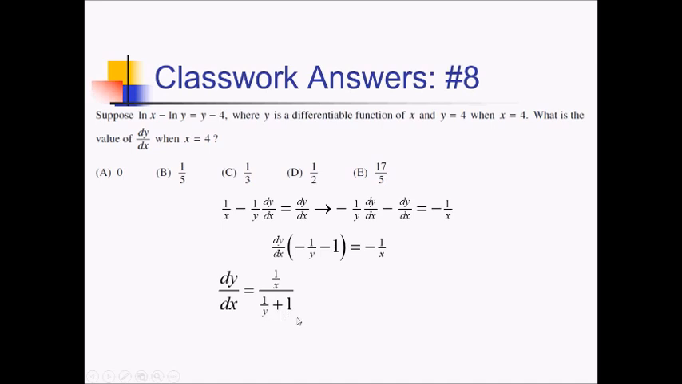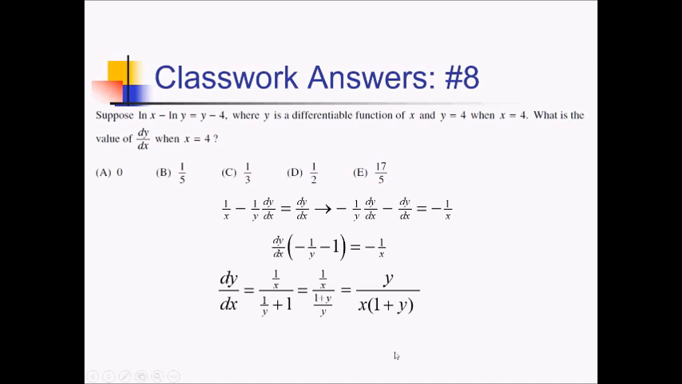So let's see here. Let me combine the stuff in my denominator. I have a common denominator down here of y. I can rewrite this as 1 plus y over y. And now let me flip this thing. So I've got a y in the numerator. In the denominator, I'm going to have this x and this 1 plus y.